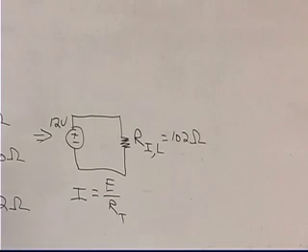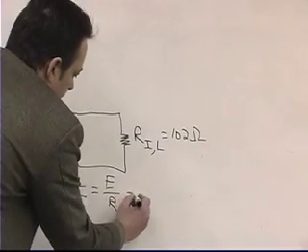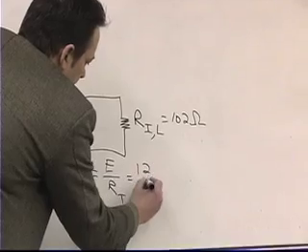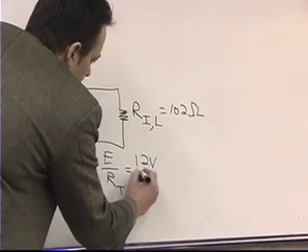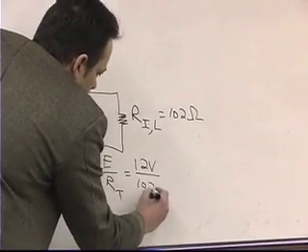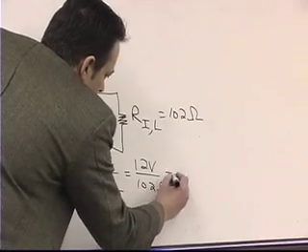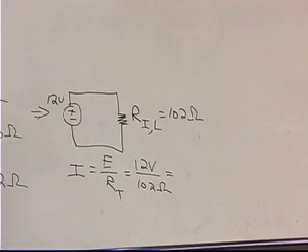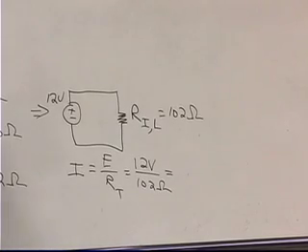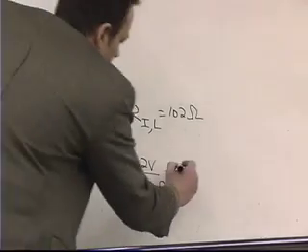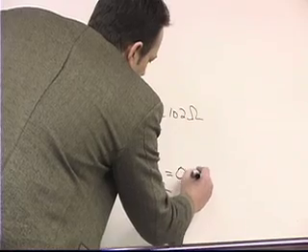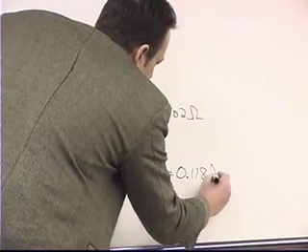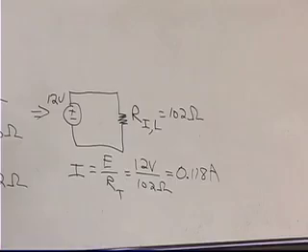All right. So we're going to plug the numbers in, and we're going to find out, if you get your calculator out, that we have 12 volts divided by 102 ohms. What's the current? 0.118 amps. That's the current that's flowing.